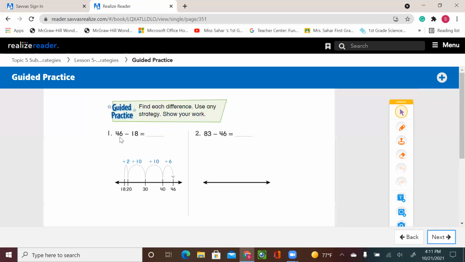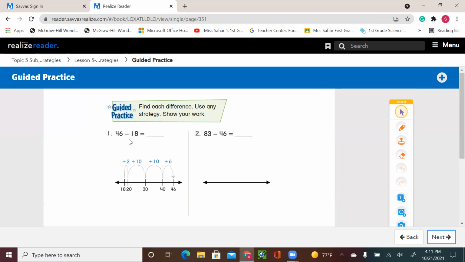All right, 46 minus 18. For this, find each difference, use any strategy. So you can use, as we say, the compensation or the open number line. But as I see, for this example, they're putting the open number line. So let's do at least one of them.